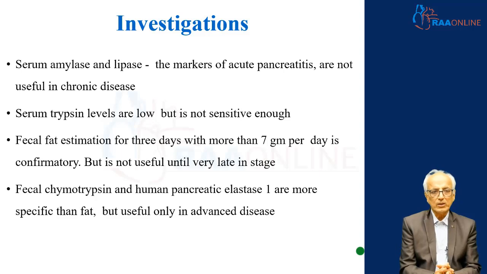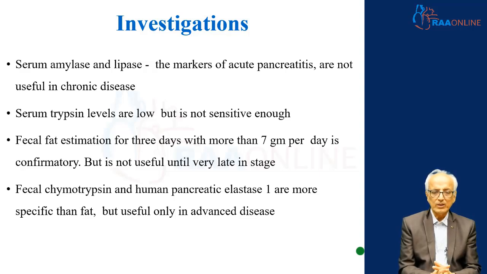Coming to investigation, serum amylase and lipase, which are the markers of acute pancreatitis, are not useful in chronic pancreatitis. Serum trypsin levels are low, but it is not sensitive enough. Fecal fat estimation for 3 days with more than 7 grams per day is confirmatory of chronic pancreatitis, leading to exocrine functional deficiency. But it is not useful until very late stage of the disease.